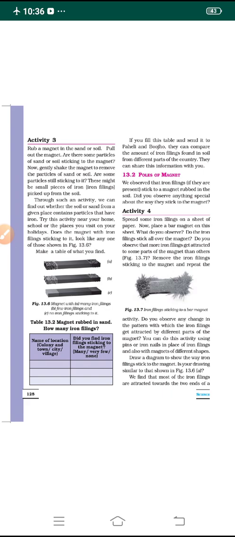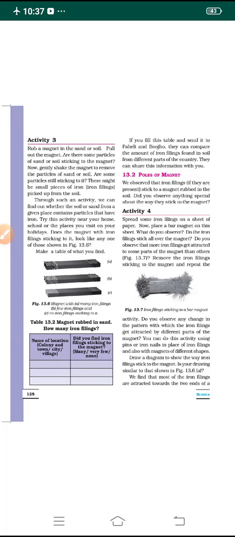Dear students, in the previous class I was explaining the activity of a magnet, wherein you need to collect a bar magnet and rub it in different soil samples in different areas. After some time, when you lift the bar magnet after rubbing against the soil, you will see that many kinds of materials are attracted towards the poles of the magnet.